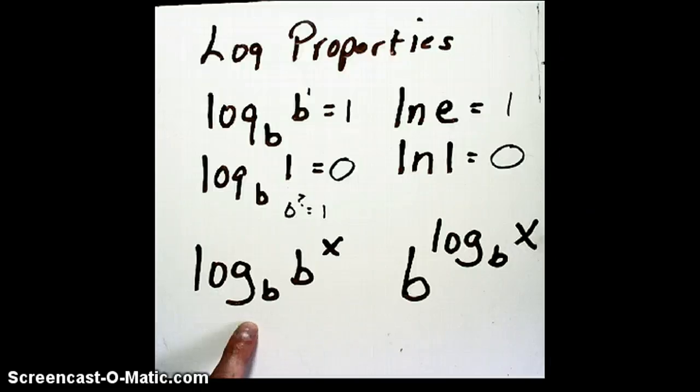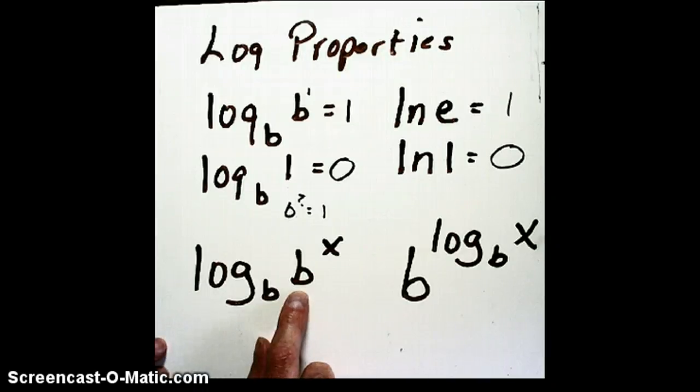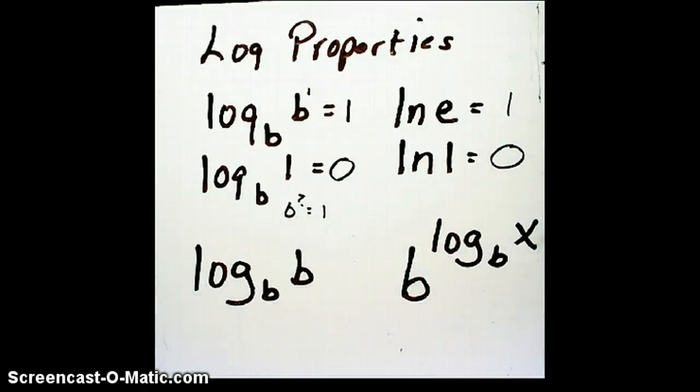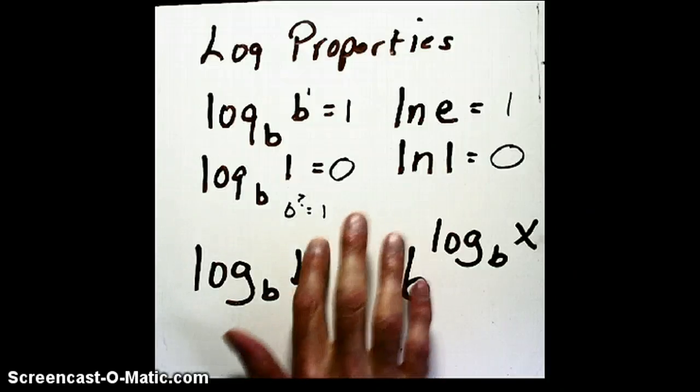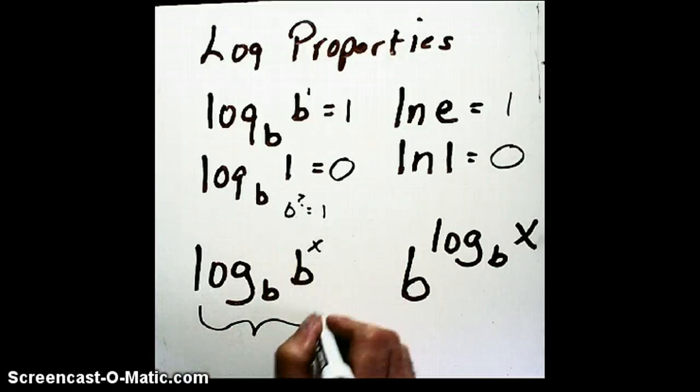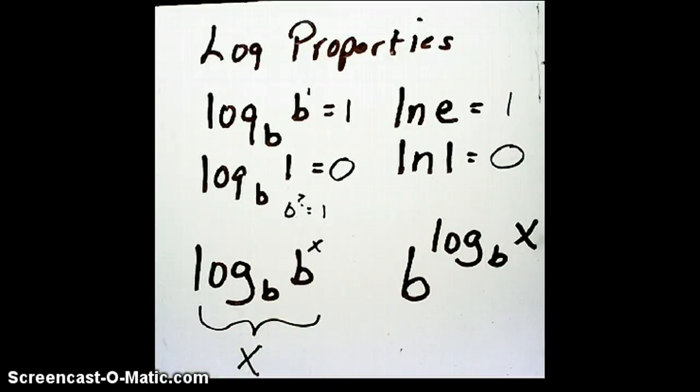Now, look at this question over here. Log base b of b to the x. You can call this an inverse property. So I have the base, then I have that number is the base to a power. Well, what if that was 1? Okay, what if that was 2? What power of b is b squared? It's 2. So what if that's x? This is just equal to x. All right, just think about it.